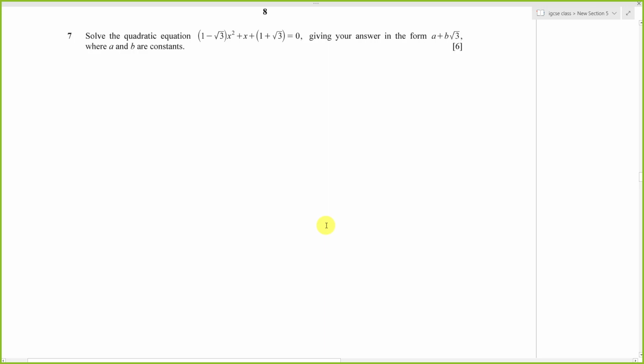Okay. Then we go to question 7. So solve the quadratics. So you see, give your answer in this form. They will tell you to give your answer in a specific form. This is how the examiner asks you to simplify, in this pattern. So this is a quadratic, and for the quadratic you want to get it in this pattern. So basically you need to solve the quadratic.